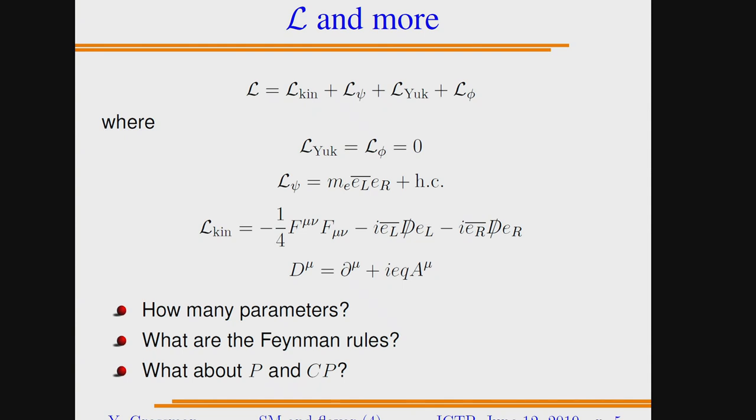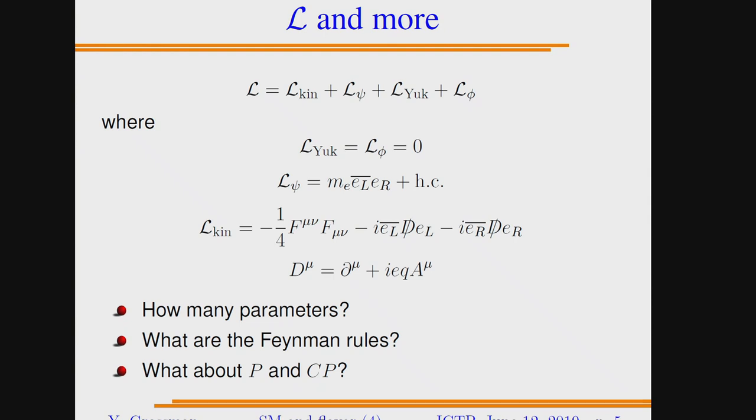So the two are 0. And then we can write a mass term. And why can I write a mass term? Because this theory is a vectorial theory. The left-handed and the right-handed fermions have the same charge under my symmetry. So I am allowed to write a mass term. OK, it's the m_e ē e, right?